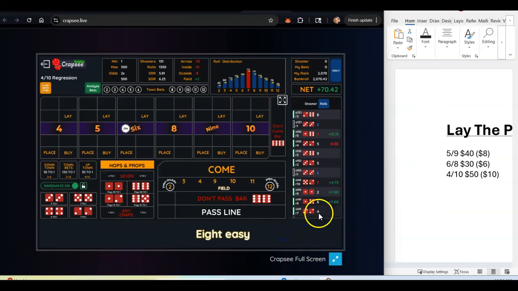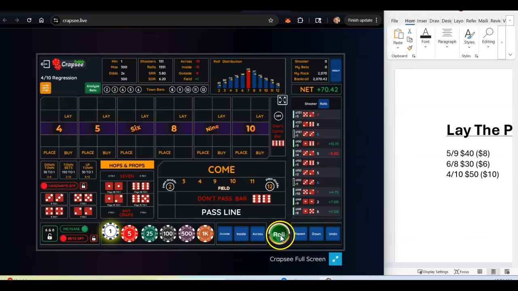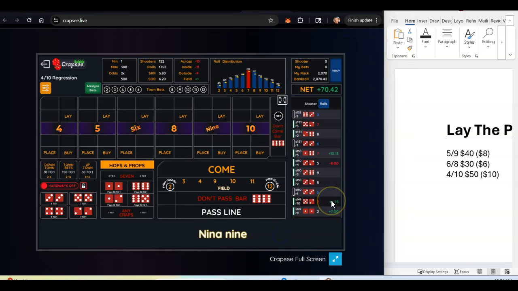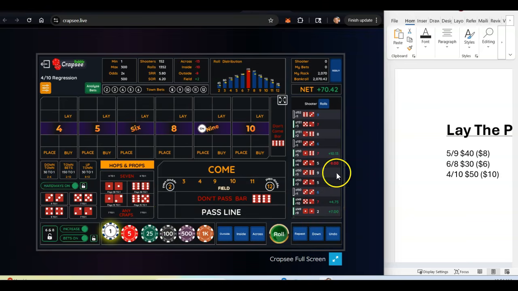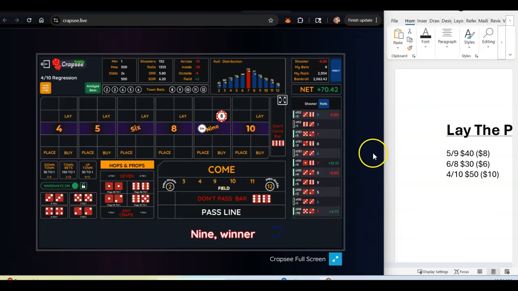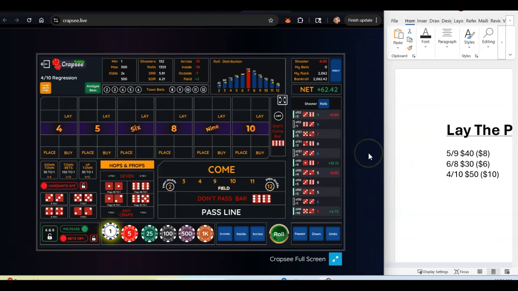8 easy. Okay. Another inside number. 7 out. All right. Keep going. Nina 9. All right. Outside number. So on a 9 again, we're going to lay 8. Here we go. 9 winner. And we get knocked off.